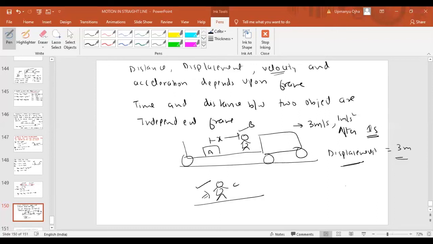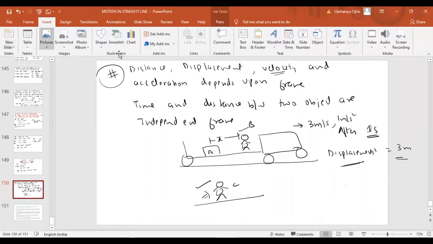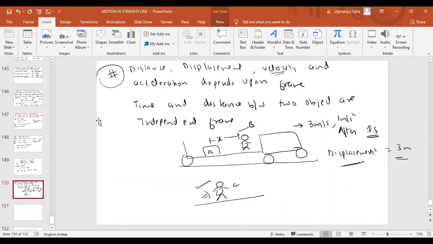Okay, that is the important point. As per your JEE, they can ask you some assertion-reason type question, whether distance and displacement depend upon frame or not. Like this, they can ask you. I hope you understand this point with the help of this example. Any doubt?